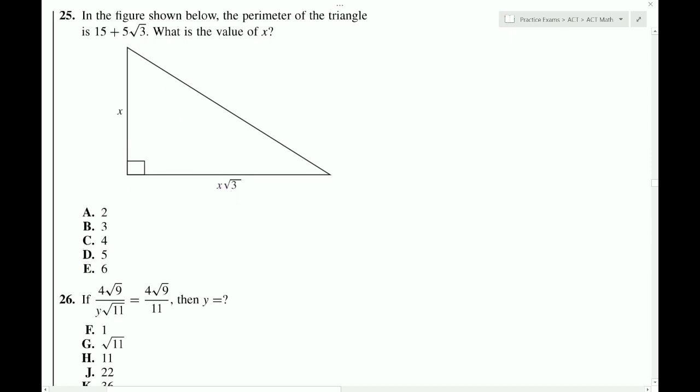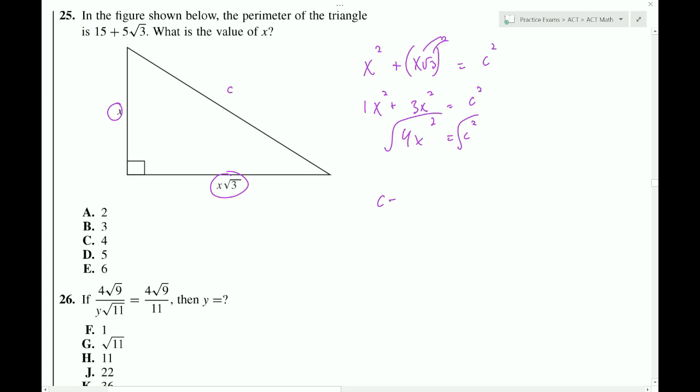The first thing you do is use these to find the third side. Pythagorean Theorem: x squared plus (x rad 3) squared equals c squared. So you get x squared plus, you square each item here. Rad 3 squared is 3, so you get 3x squared. Now you've got 1x squared and 3x squared, that's 4x squared. Then you square root both sides. So c equals the square root of 4, which is 2, times the square root of x squared, which is x. c equals 2x.